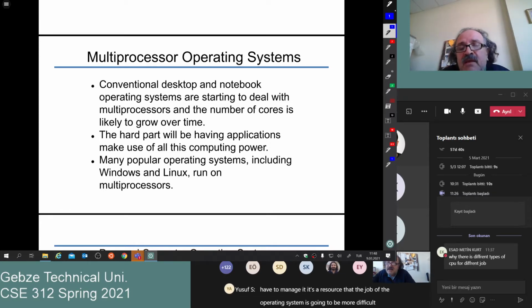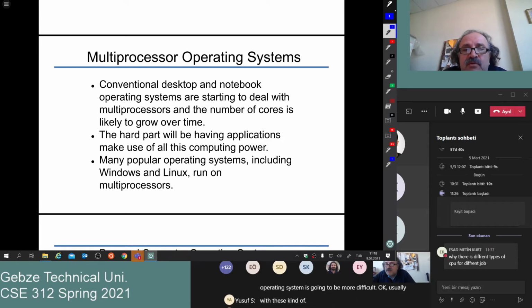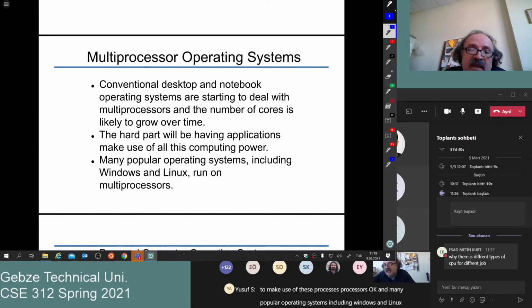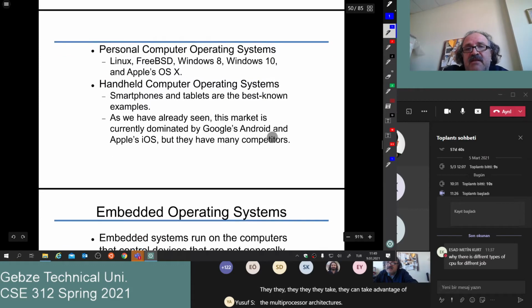Usually with these kinds of computers, it is the task of the application to make use of these processors. And many popular operating systems, including Windows and Linux, can take advantage of the multiprocessor architectures.